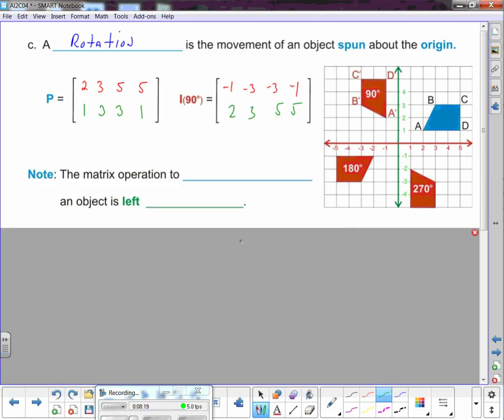Every rotation is going to be different. Remember how a minute ago when we reflected, it's different if you reflect about the x-axis, y-axis, positive 45, -45. So it is the same here. You're going to have a different matrix. So the operation of rotation also involves left multiplication.